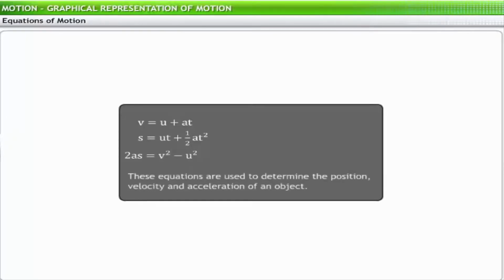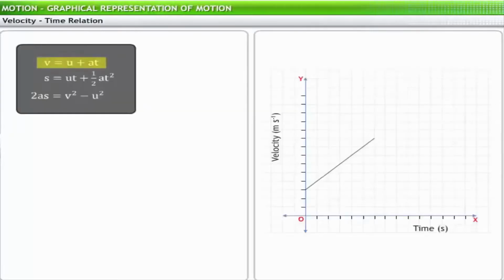These equations are used to determine the position, velocity, and acceleration of an object. We can derive these equations graphically. The first equation of motion is known as the velocity-time relation.